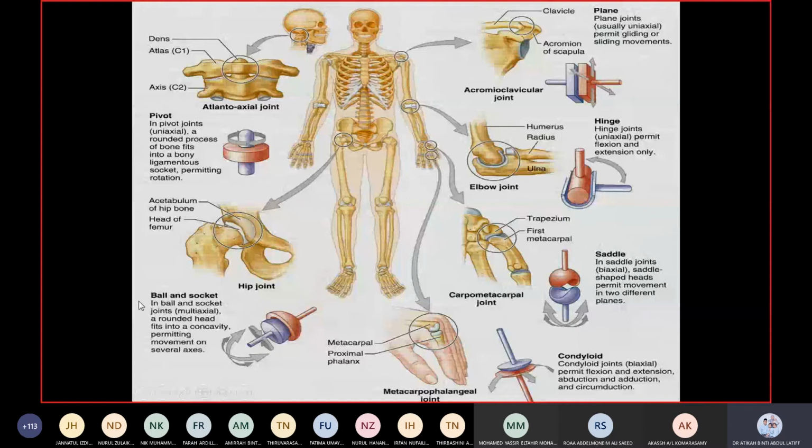The joint that allows the most movement is the ball and socket joint, for example at the hip joint, and also at the shoulder joint we have a ball and socket joint.